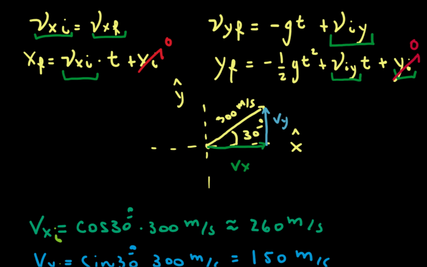So this initial is 0. Good. Okay, so far so good. And let's highlight what we're looking for. We are looking for x final. This is range.